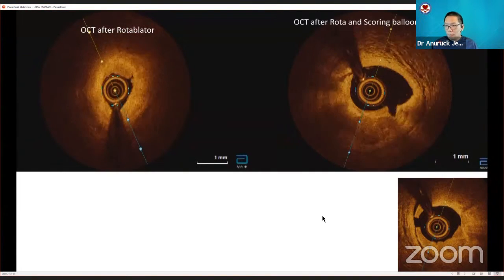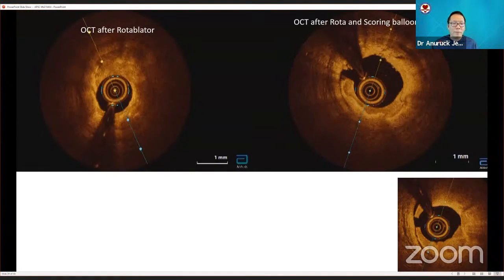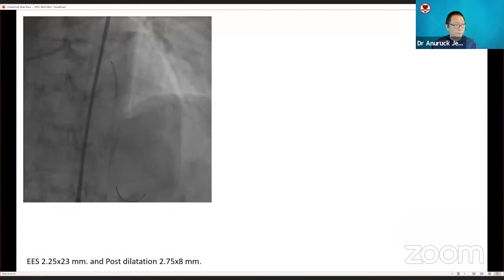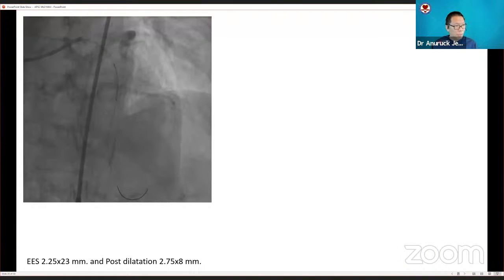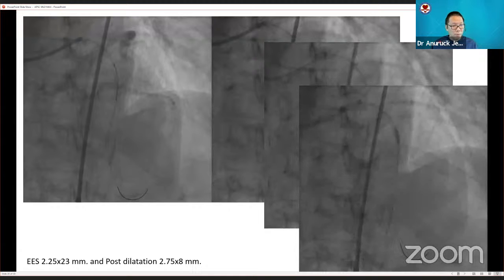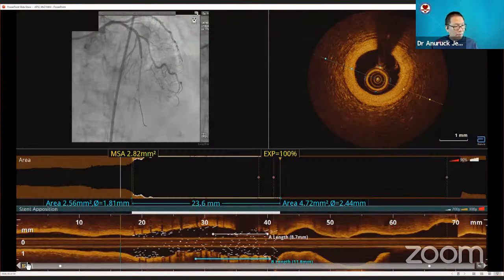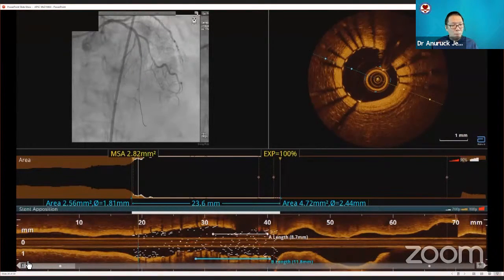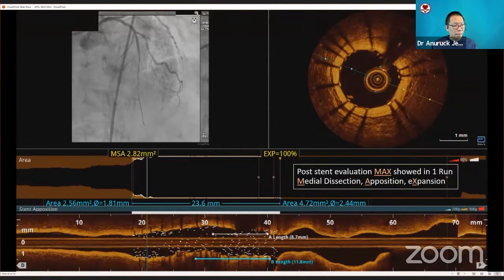This kind of picture guarantees that you have good stent expansion. So I put in the 2.25 by 23 stent, inflated at low pressure, and did the post-dilatation with a 2.75 balloon with increased pressure. And for the MAX optimization, you can see everything in one shot like this, because MAX means medial dissection, apposition, and expansion.